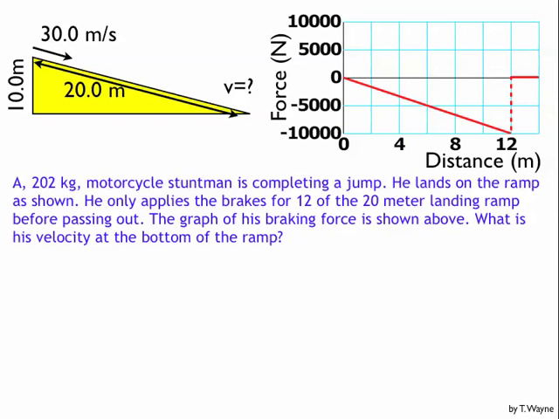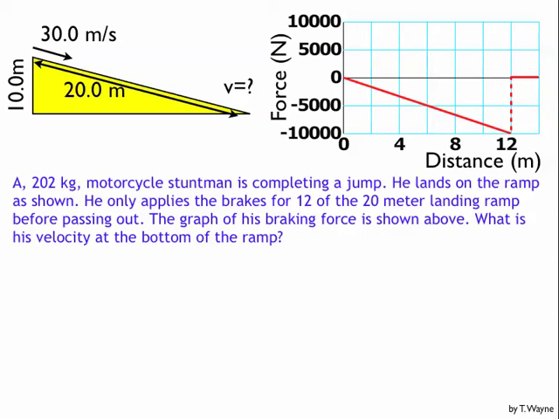Here's the example problem. A 2002 kilogram motorcycle stuntman is completing a jump. He lands on the ramp as shown, so my little picture above. He only applies the brakes for 12 of the 20-meter landing ramp before passing out. The graph of his braking force is shown above. What is his velocity at the bottom of the ramp?